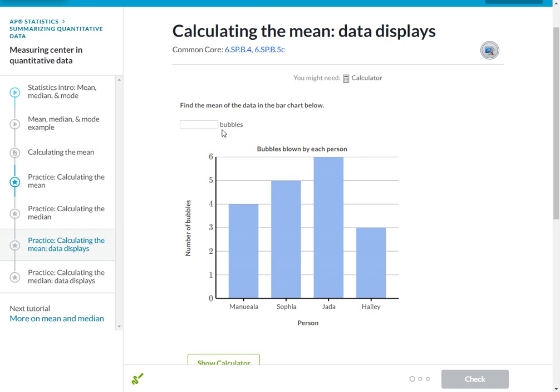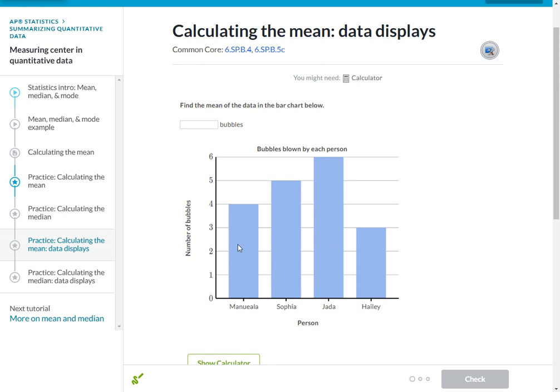So how do you calculate the mean when they display the data instead of giving you numbers? Well, all you really have to do is find out what those numbers are and list them out, and then do what you normally do, which is to add them all up and divide by the total number of data points. So what does that look like?